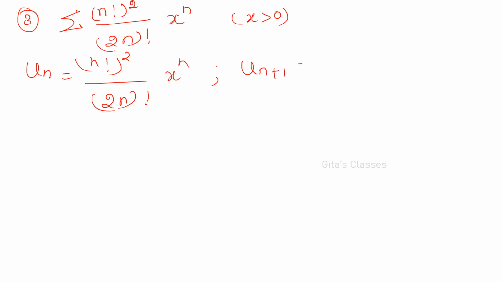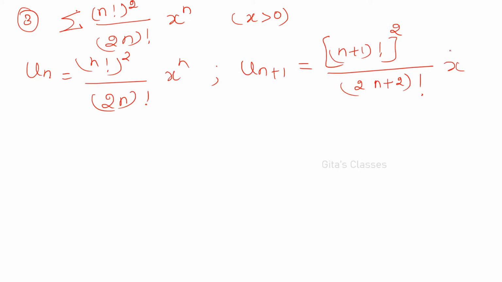What is our u_n plus 1? Wherever you have n, replace it by n plus 1, right? So n factorial will become n plus 1 factorial the whole square, divided by 2n factorial, so 2 into n plus 1, that is 2n plus 2 factorial, into x power, in the place of n, you have to replace it by n plus 1.